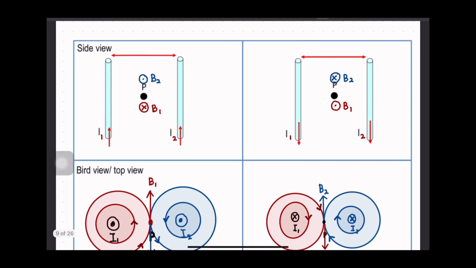Okay, how about the second diagram here? When the currents are both in the same direction but going downward, we can see that the B at point P, for B1 is out of the page, for B2 is into the page, by using the right hand grip rule.